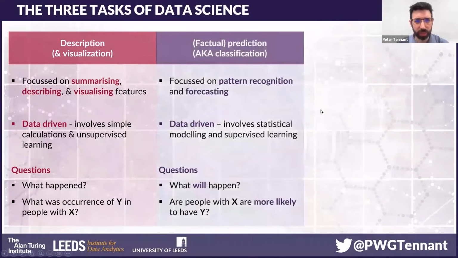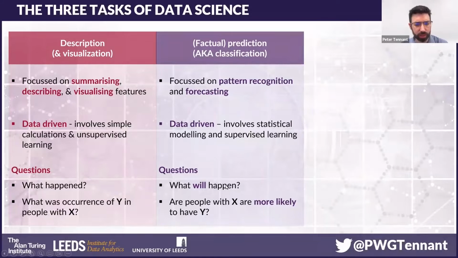Moving on from description, we then have prediction, otherwise known as classification. And this, rather than just focused on describing how things are, is focused on recognizing patterns and making forecasts about the future. So again, this is very data-driven. This time we might use a lot more sophisticated tools. So whatever statistical modeling or supervised learning approaches are your favorite methods are probably the kind of methods that you might be using within the prediction world.